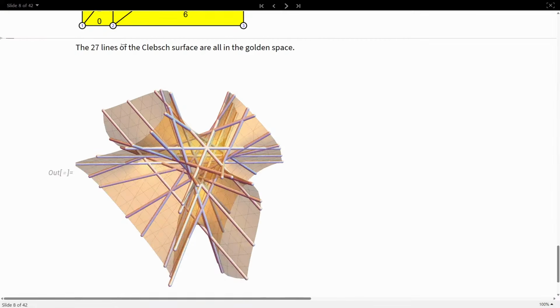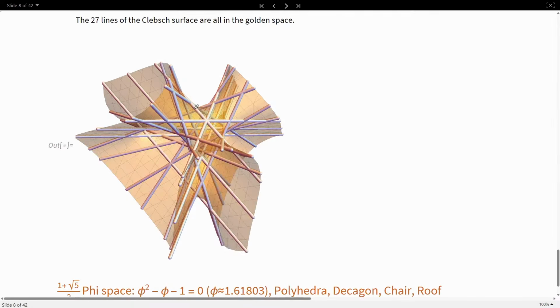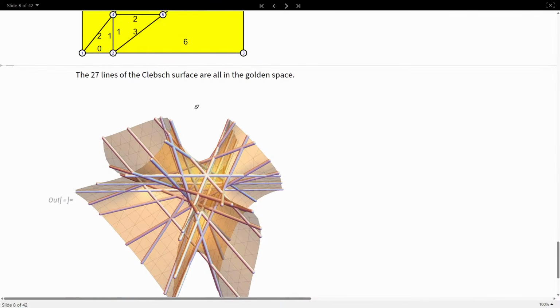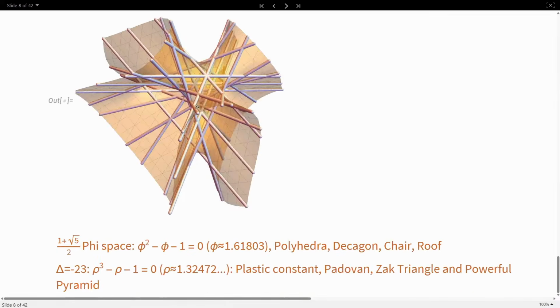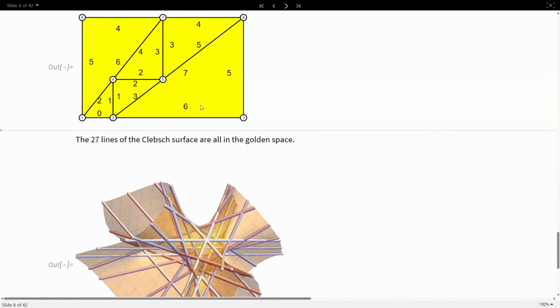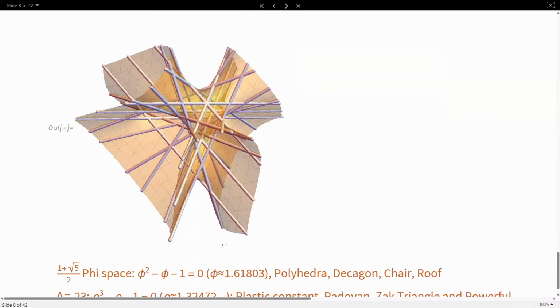And the 27 lines of a cubic surface are all in the golden, are all in the, not golden. Oh yes, it is. This is the golden ratio. Well, this should be in this one here then.